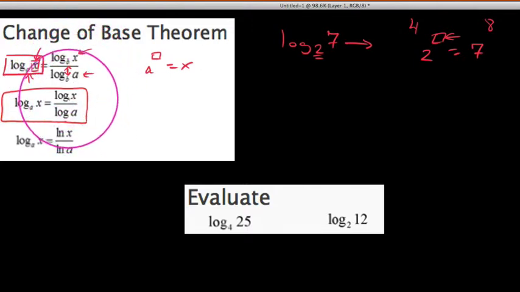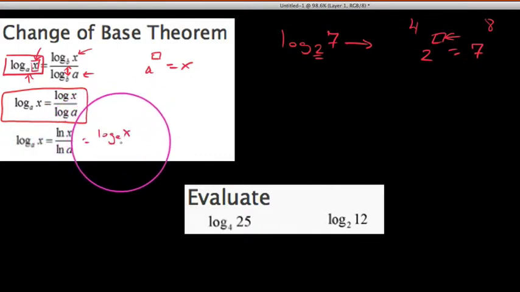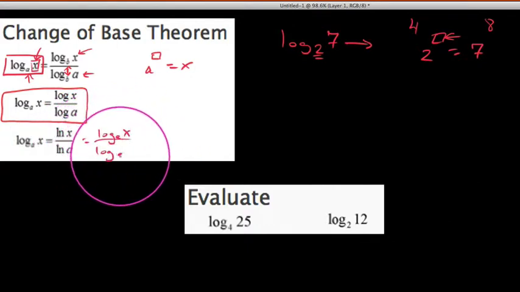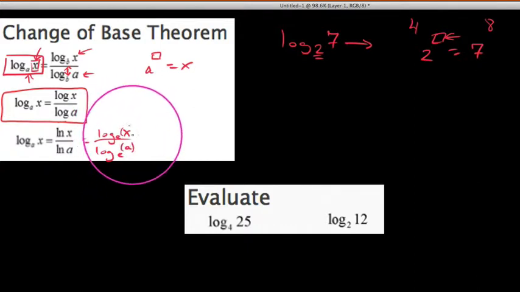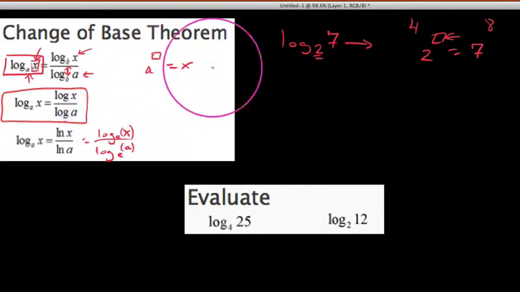So this means we could make them both base 10, which they are by default, we just don't write it, or we could make them both log base e. So this is really the same thing as log base e of x over log base e of a. But basically, you could rewrite any log this way and evaluate it.